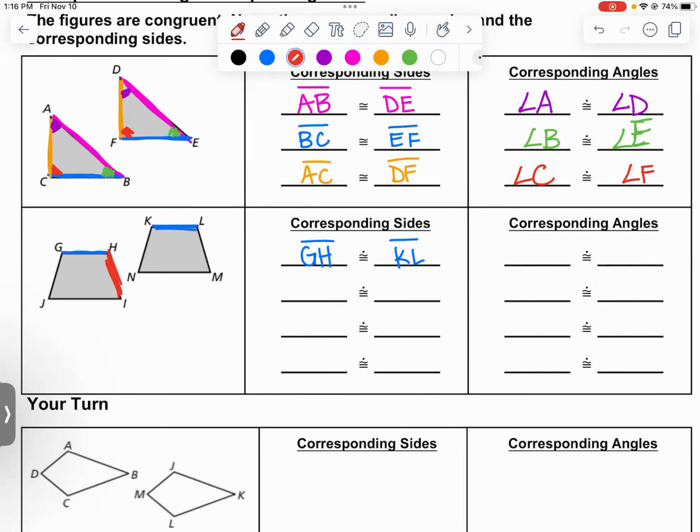HI, I said HI. Jacob, what is HI congruent to?